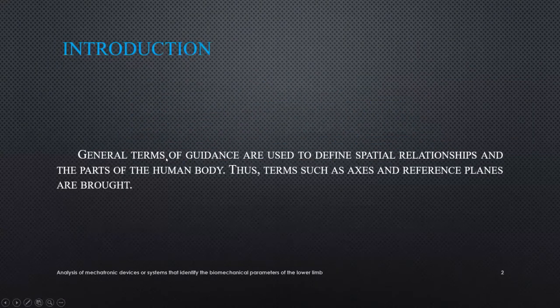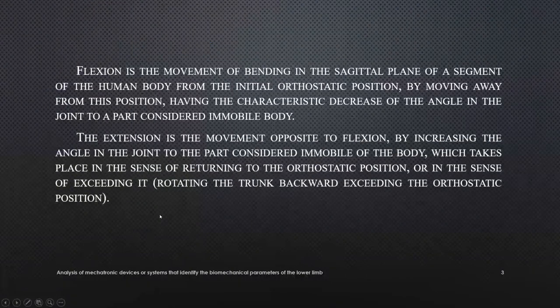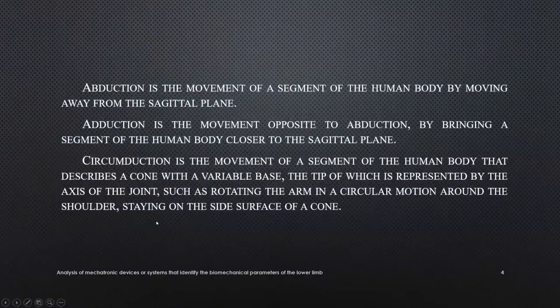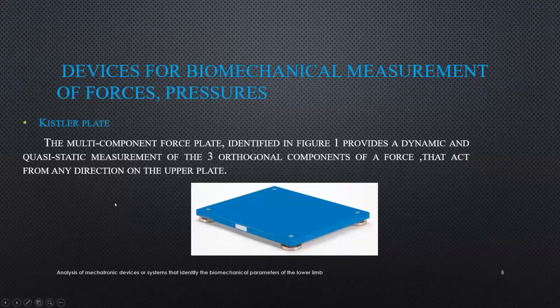Generally, when we are speaking about human locomotion, we are speaking about, first of all, coordinates, planes, and axes that are well known by everybody. Also, we are speaking about different types of movements specific to biomechanics: flexion, extension, rotation, abduction, adduction, circumduction, every sort of rotation around some axis specific to biomechanics. In the paper are analyzed three categories of plate devices.